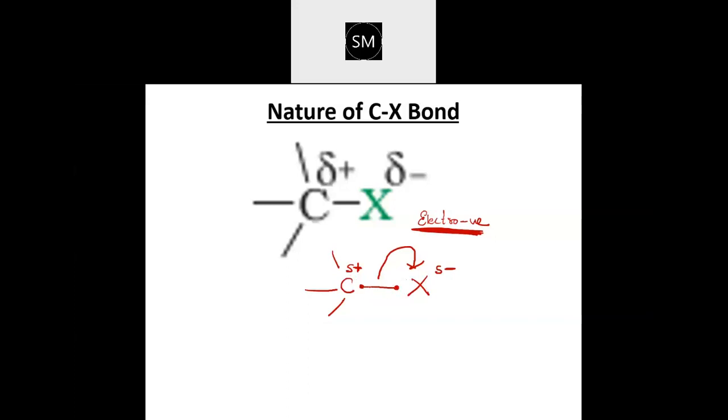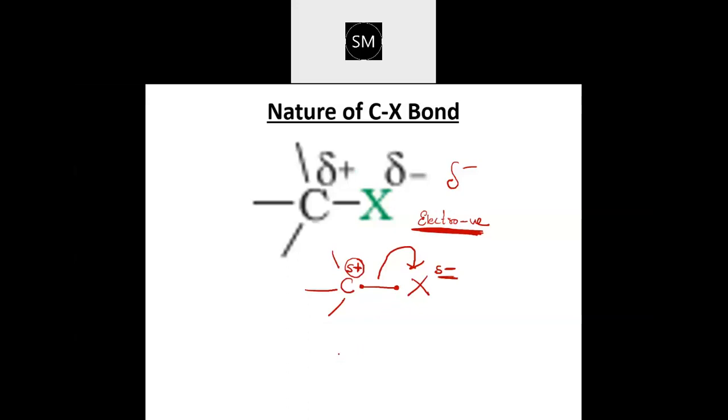So when you have haloalkanes or haloarenes, you have carbon and then there is a halogen. Halogen, being more electronegative, tries to attract the shared pair of electrons towards itself, giving a partial negative charge to the halogen. Carbon is less electronegative than halogen, so it loses electron density towards the halogen, and carbon carries a partial positive charge. That's the delta charge. It is delta, okay? Not S. You know how to write delta. Partial negative and partial positive. Clear? This charge separation is called polarization.